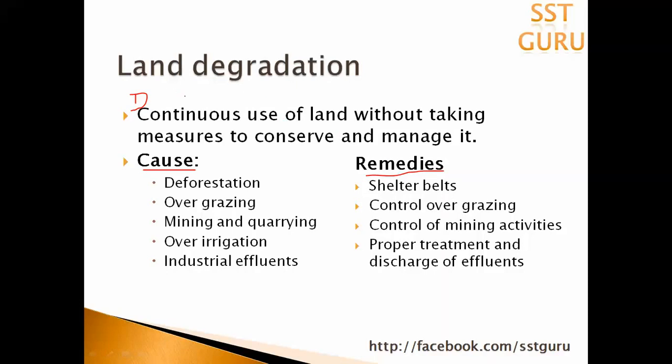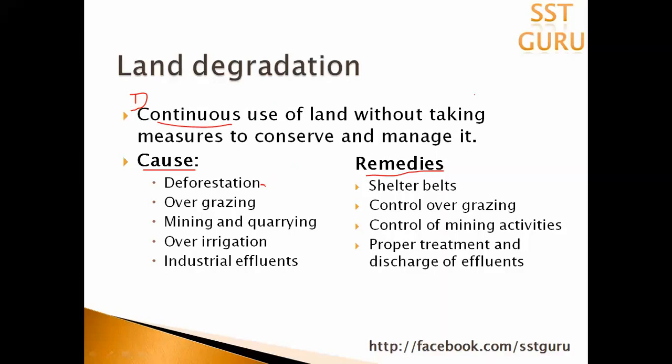The definition of it would be the continuous use of land without taking measures to conserve or manage it. Okay, you are continuously exploiting your land without taking measures to conserve or manage it. So this is the definition of land degradation. So what are the causes for land degradation?